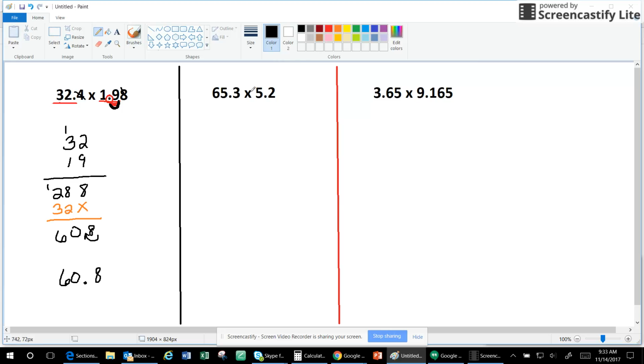Okay, so if we're using the first two digits on the 65, we're not going to use the 3. We're just going to use the 65. And the 5.2, we're going to use both digits. But we're going to remember that we have one decimal place that we're using. Let's go through and do the multiplication. 2 times 5 is 0, carry the 1. 6 times 2 is 12, plus the 1 is 13.